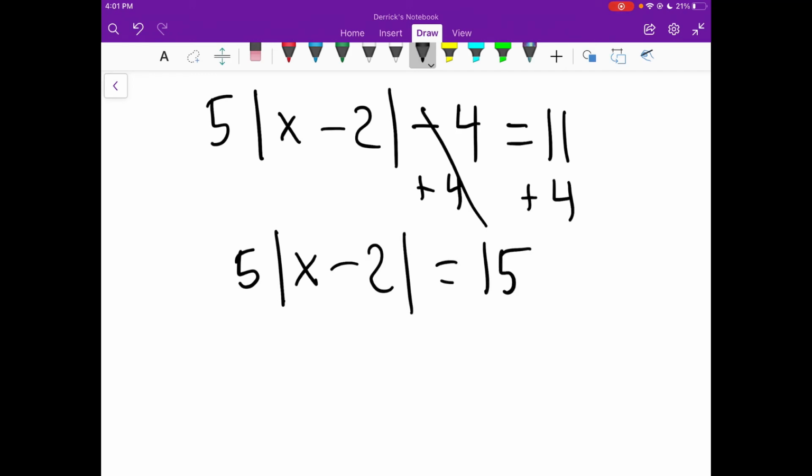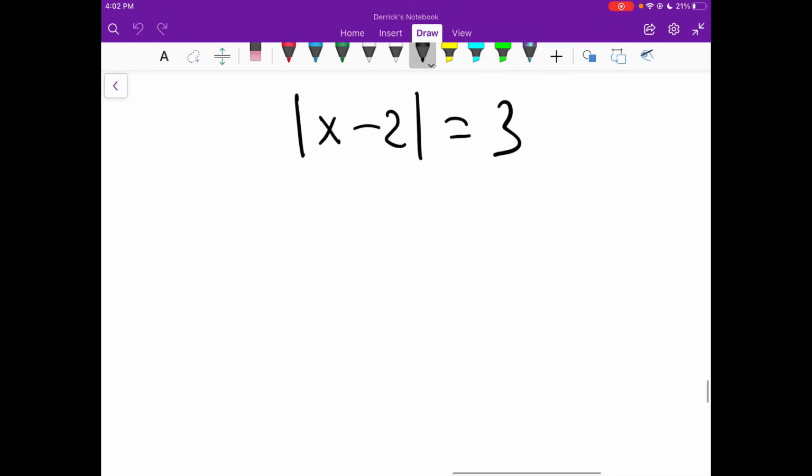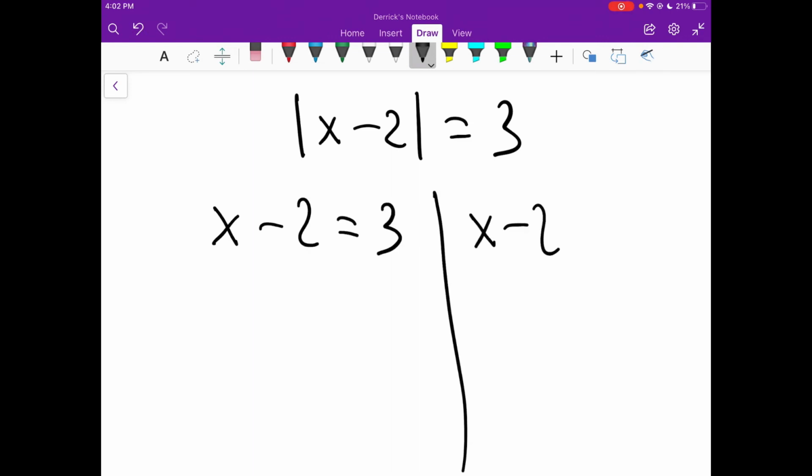Because that 5 is being multiplied to the absolute value of x minus 2, I would now want to divide by 5 on both sides, giving us the absolute value of x minus 2 equals 3. Now that we have isolated the absolute value, now that the absolute value is by itself on the left side of the equation, now I'll go ahead and split up into a positive case where it equals positive 3, and a negative case where it equals negative 3.